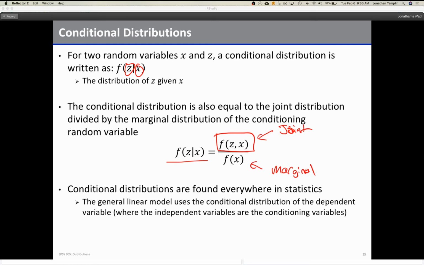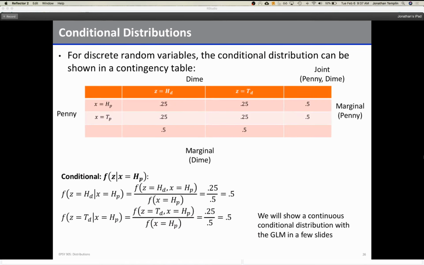And we find these conditional distributions everywhere. In fact, where Bayes' theorem comes from is this same process. It's sort of one half of the step that we get to when we talk about Bayes' theorem when we get into Bayesian statistics. But moreover, more specific to what you've learned so far, the general linear model uses this conditional distribution, right? What we're talking about is the distribution of y, our dependent variable, given x, our predictors.